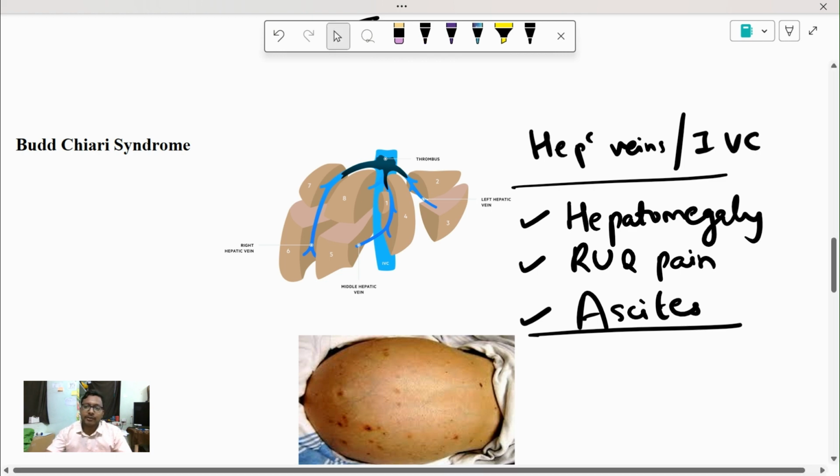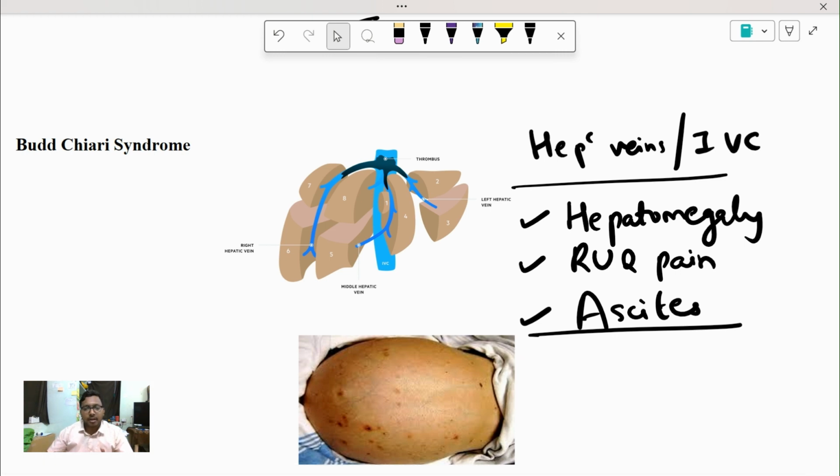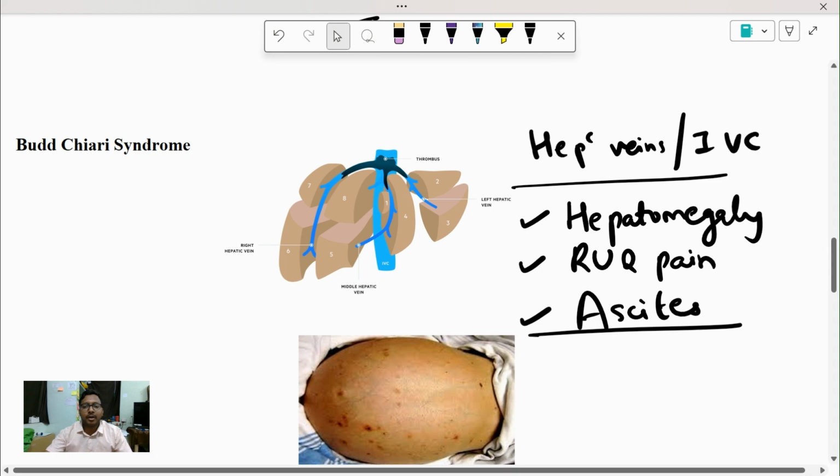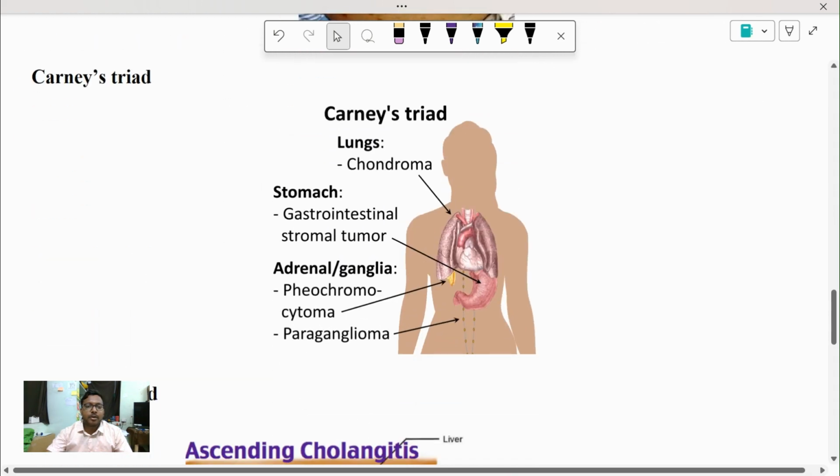This is the classical triad we see here. Okay, one is hepatomegaly because of the congestion of the liver. Second one, there will be pain obviously, and the next one is ascites. Okay, right. Then coming to the next one, Carney's triad.